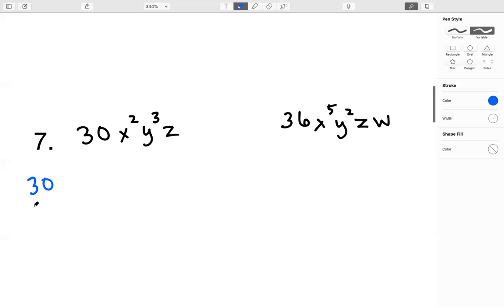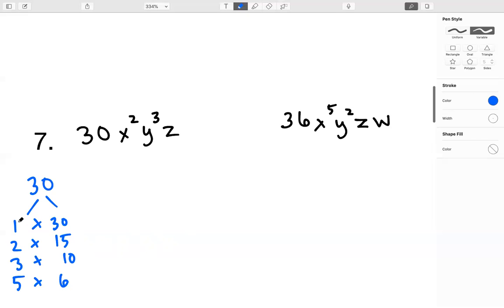The smaller number is 30. So if you need to do this, you can, but I'm going to do it anyway. 1 times 30, 2 times 15, 3 times 10, 5 times 6. And then I'm going to go through all these numbers, 1, 2, 3, 5, 6, 10, 15, and 30, all the factors of 30. I'm going to ask myself, what is the biggest one I can divide 36 by?